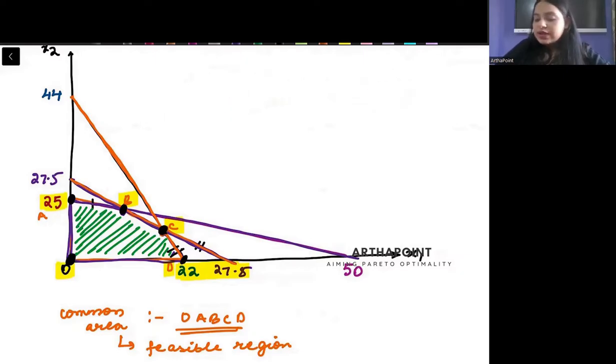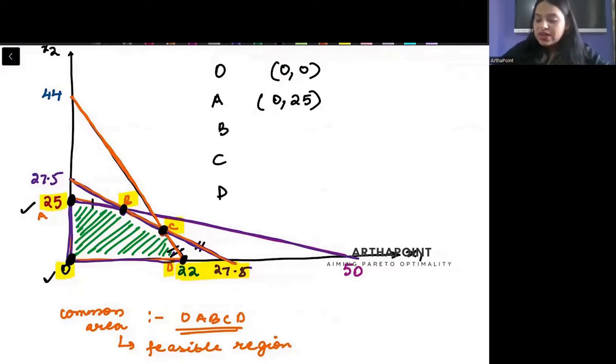Now just have a look here. If I talk about the point O, here my x1, x2 are 0, 0 only. If I talk about the point A, then here I can clearly see from the diagram itself that my x1 is going to be 0 and x2 will be 25. This is easy. Leave B and C for now. Come to D. So you can clearly see that D is given by x1 as 22 and x2 as 0. This is just coming from that curve.